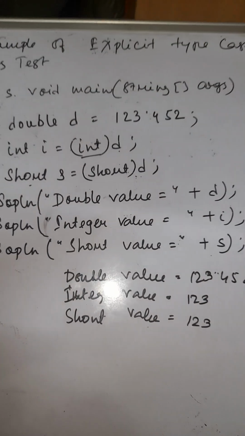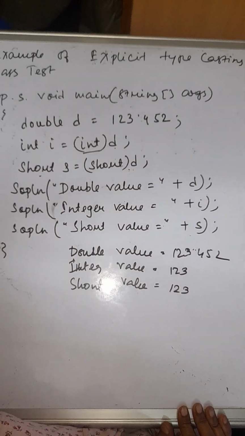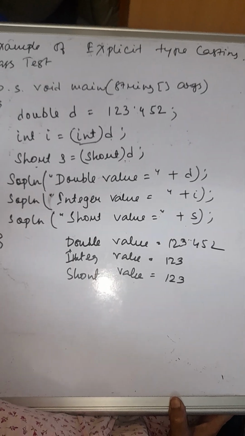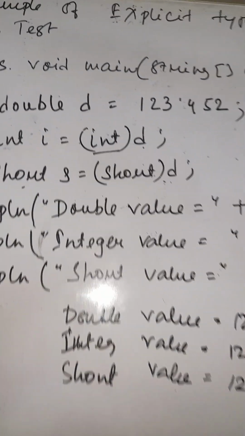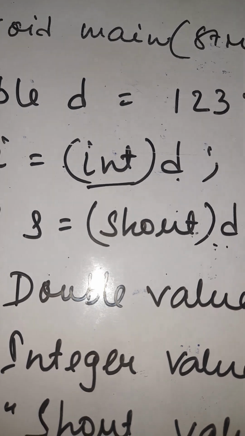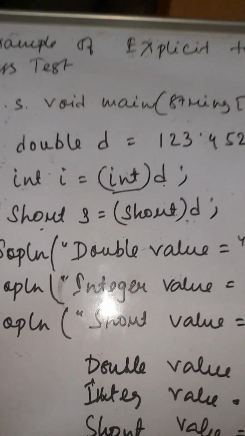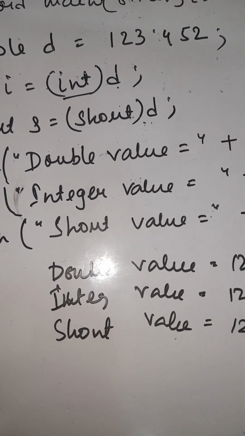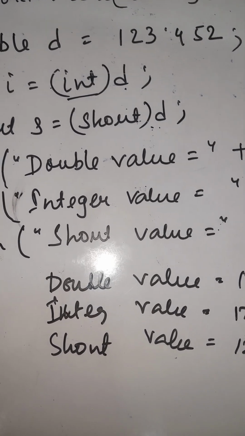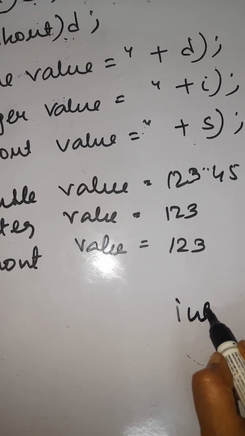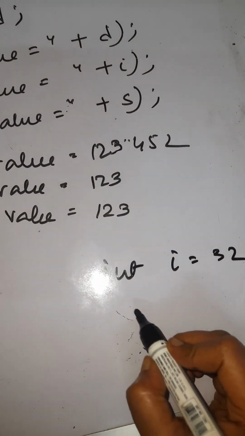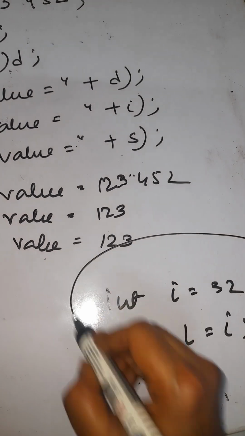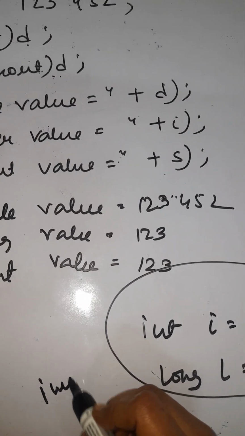So I hope this is clear, how to convert from higher to lower. Higher to lower means explicit typecasting. At that time you have to mention the data type before the conversion. And for implicit typecasting, that is lower to higher, you just write normally: a long variable equal to something of a lower data type. If it is an integer i equal to 32 and you want to convert it into long, you can directly write it like this. This is known as implicit typecasting.